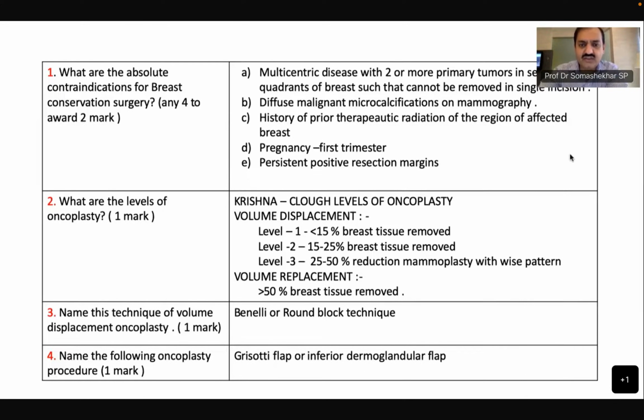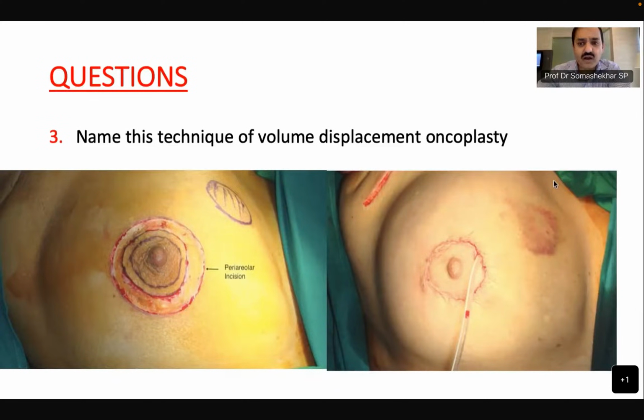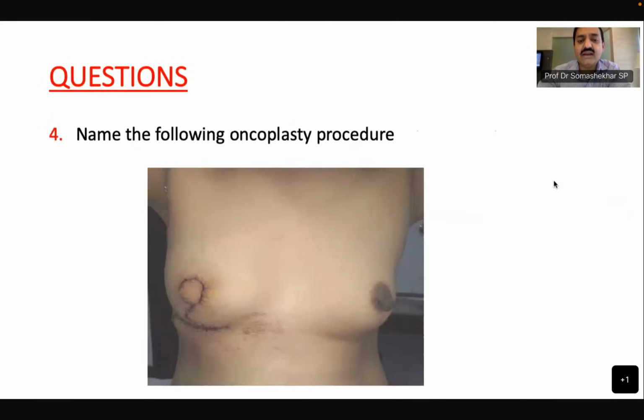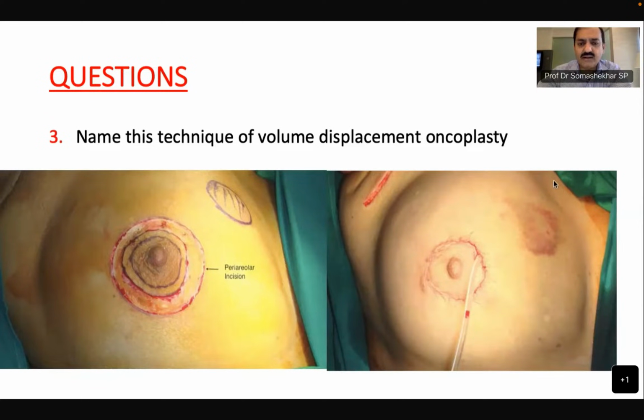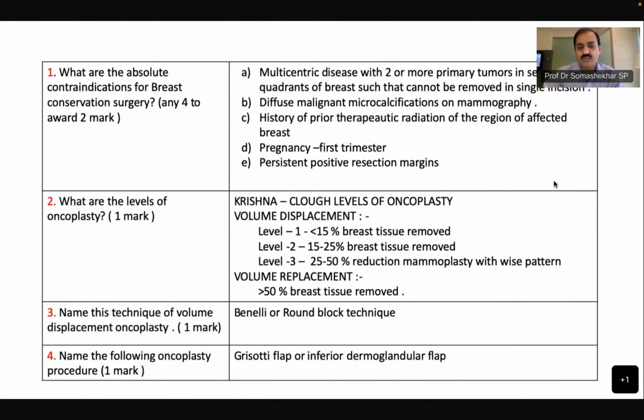Now, if you see this technique which I showed, this is a round block Benelli. This is called round block, double donut, round block Benelli oncoplasty. This is called Grisotti. This is done when you have a retroareolar lesion where you have to remove the nipple areola, but you can form a new nipple areola. You can see that inverted comma T incision. So that's why nipple areolar lesion, central quadrant, is not a contraindication. Benelli round block double donut technique, Grisotti flap. Okay. So this is what I have written here: Benelli round block, Grisotti or inferior dermoglandular flap.